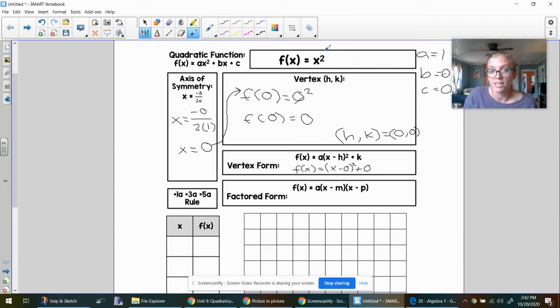For factored form, we'd actually factor x squared. x squared is really nice and easy to factor because it's just two things. It is x times x. So if I wanted to write this in factored form, I would write f of x equals x minus 0 times x minus 0. I know it's x minus 0 because that is what will leave me with x. So these are our three different forms of this quadratic function. f of x equals x squared is standard form. f of x equals x minus 0 squared plus 0 is vertex form. And f of x equals x minus 0 times x minus 0 is factored form.